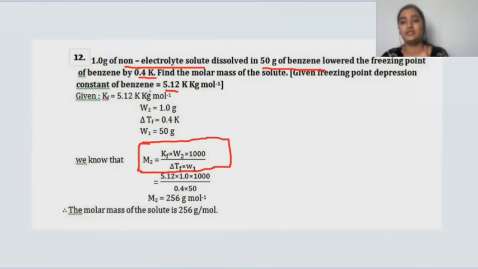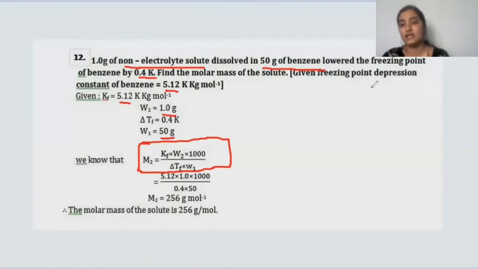Now let us mention the given data here. Here they have provided you with the Kf. It is found to be 5.12 Kelvin kg per mole. And they are saying that 1 gram of non-electrolyte solute is dissolved in 50 gram of benzene. Here 1 gram of non-electrolyte is going to act as a solute, and the benzene is acting as the solvent. They have provided you with the weight of both the solute as well as the solvent. The weight of solute is found to be 1 gram, and the mass of the solvent is found to be 50 gram.